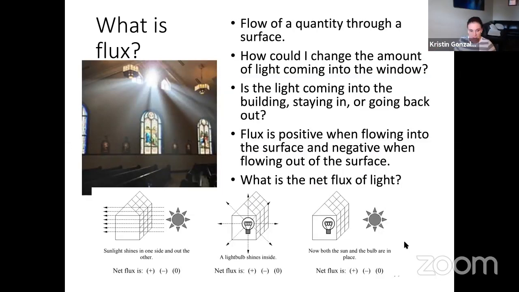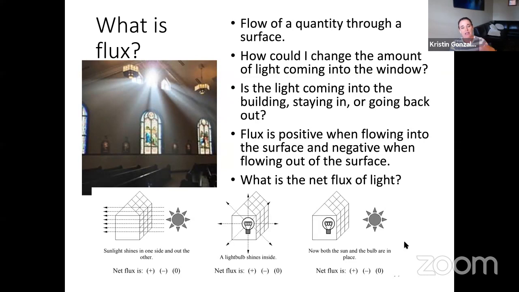So let's look at some examples down on the bottom of the page here. We have sunlight shining in one side of the building and out the other on that lower left. If we look at that flux, the net flux is that total in and out light. So if we have light coming in and light going out, like we do here, we have no net flux because no light is staying in, or we don't have a net flux that's going out. And so we say generally that positive flux is when you have a quantity that's flowing out.